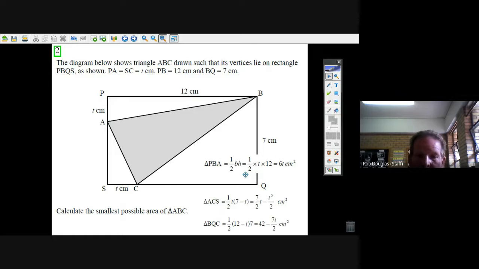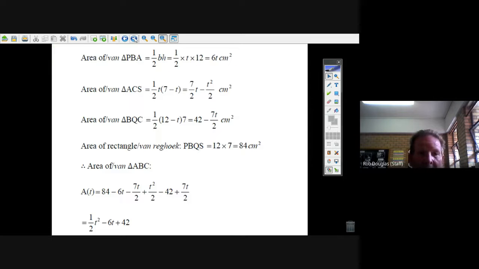Well, now we have the area of the 3 triangles. Right there: 6T, 7/2 T minus T squared over 2, and 42 minus 7/2 T. We've got that area. So the big idea is we're going to take 12 times 7, the whole rectangle, and we're going to subtract those 3 triangles. And it's just going to be a whole lot of algebra. So there they all are, there's the areas. And all we're going to do is take 84 and then subtract those 3 areas.